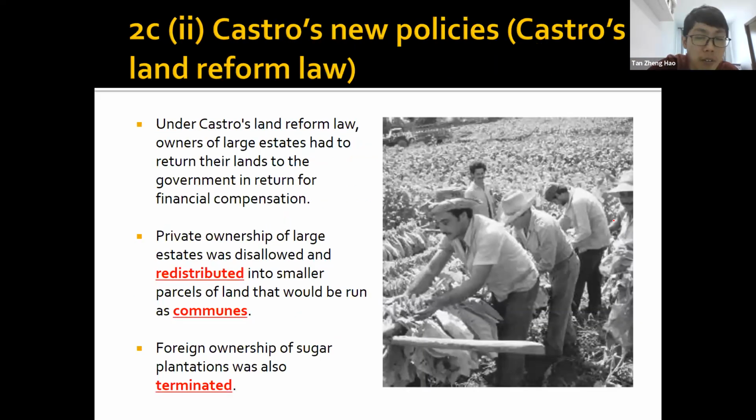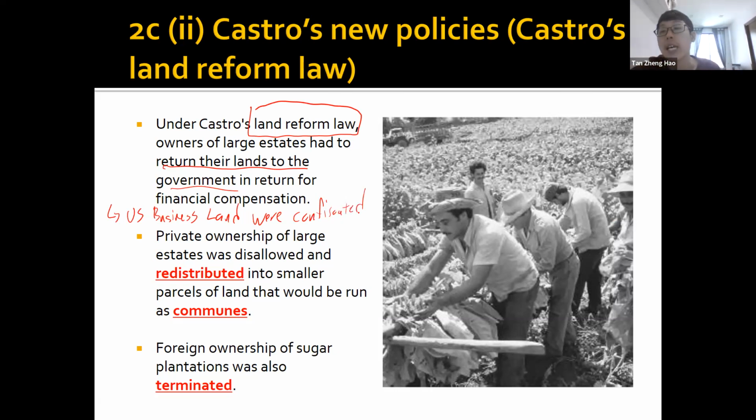Just now, like I said, they took away a lot of American businesses. America used to own a lot of farmland, a lot of the sugar plantations in Cuba. But under Castro, he created a land reform law, which basically returned the land to the government. What does this mean? It means that a lot of the US businesses' land was confiscated, because they used to own a lot of these plantations to grow sugar, to grow tobacco. Suddenly they say everything belongs to the Cuban government now for me to do my own production.